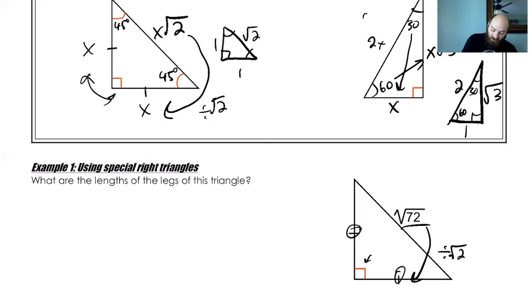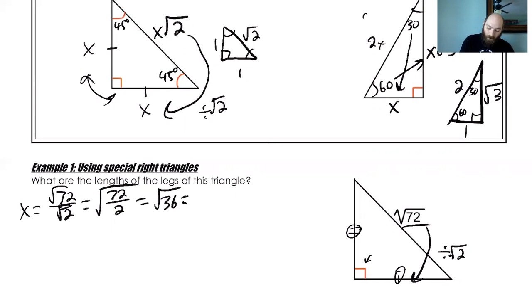So that means I'll say leg is x. It'll be root 72 over root 2. Here's a property of our radicals. If I divide both by the square root, it's the same as the square root of 72 over 2, which is going to be the square root of 36, which is 6. So there's my answer there, 6 and 6 for my 2 legs.